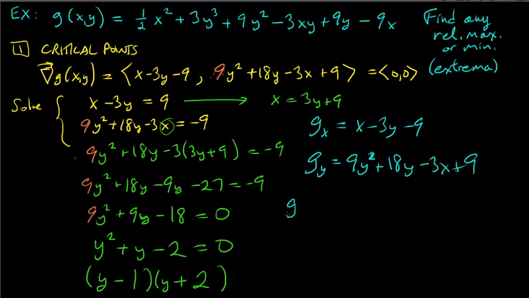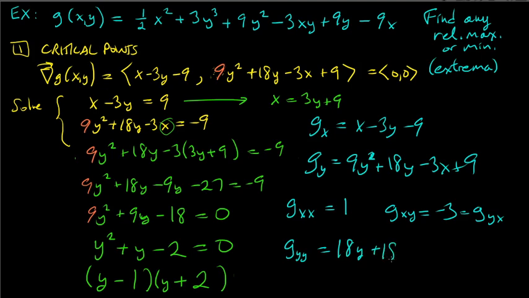All right, so now for the second derivatives. The second derivative of g with respect to x, then x, that's just 1. Let's do the mixed partial. If we take the x partial and then take the partial with respect to y, we get negative 3. And that would be the same thing if you did gyx, right? And then the second derivative with respect to y, and then y again, I think we get 18y plus 18, right? Or if you like, 18 times y plus 1.